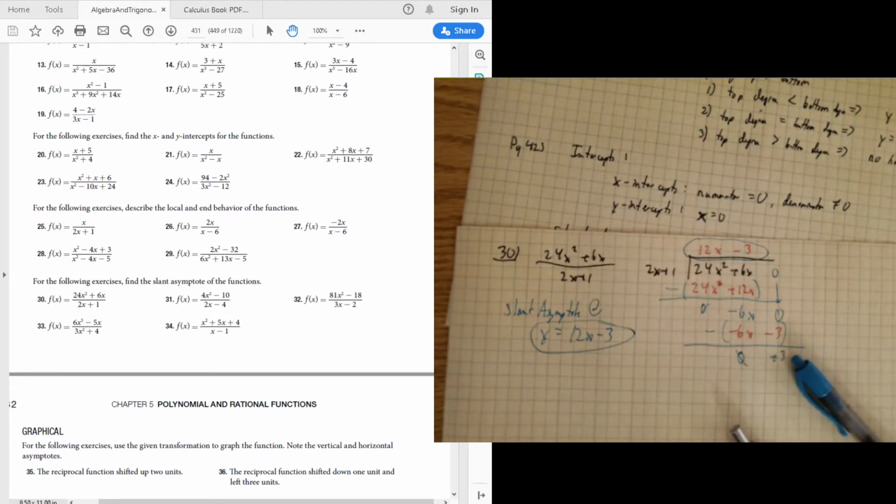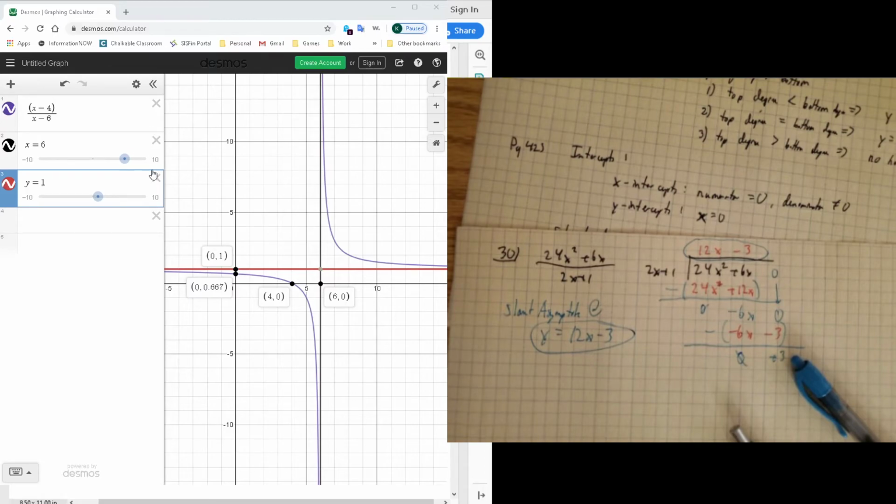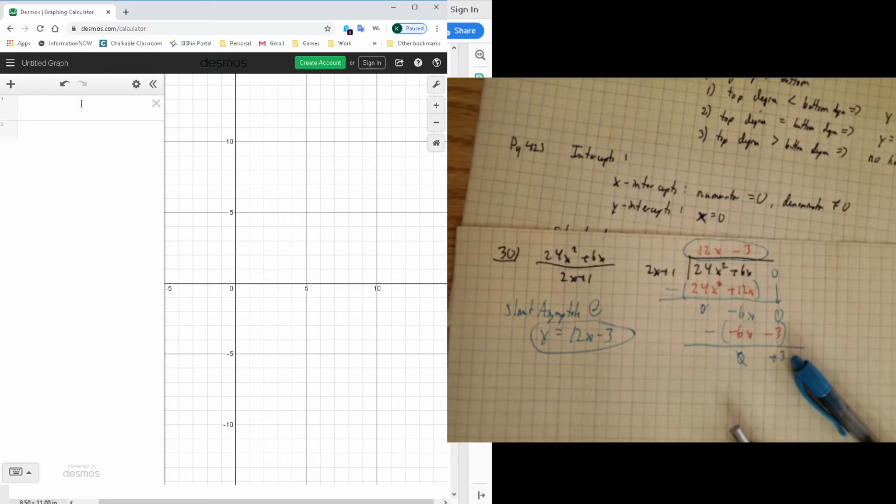Let's show where that comes from. Let's see what this looks like in the graph too. So once again, I pull up Desmos. My function was on top 24x squared plus 6x divided by 2x plus 1.